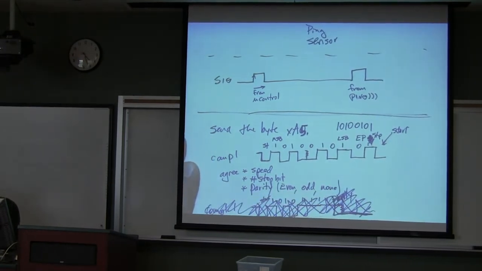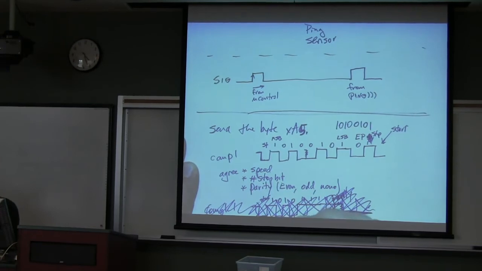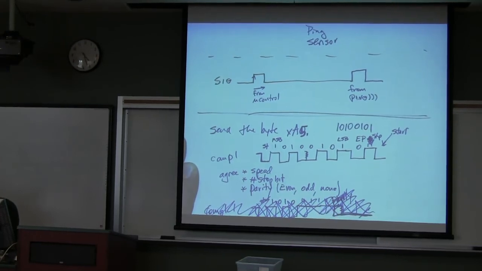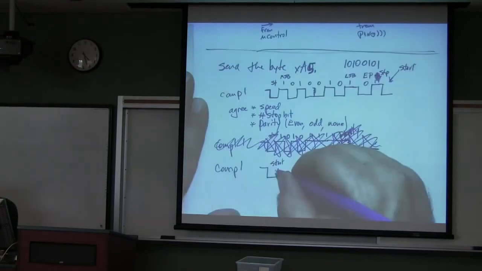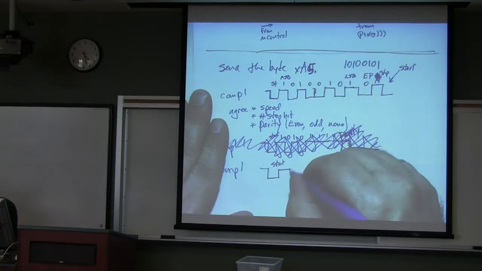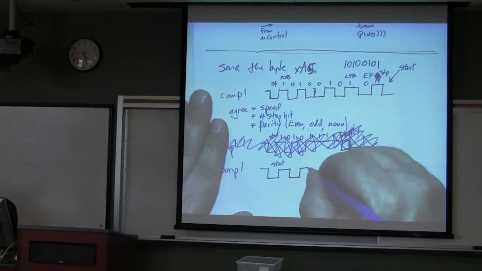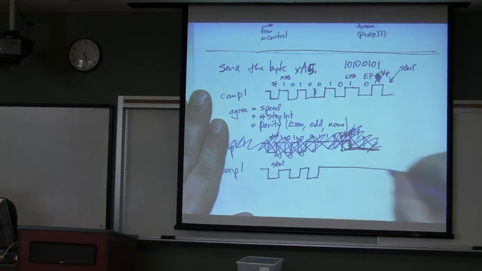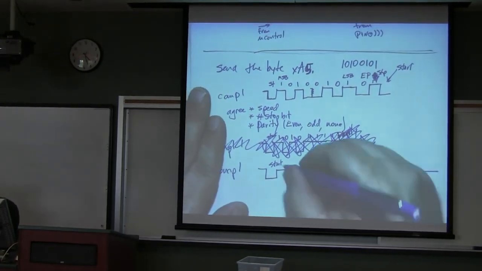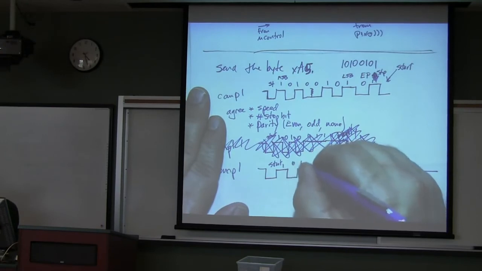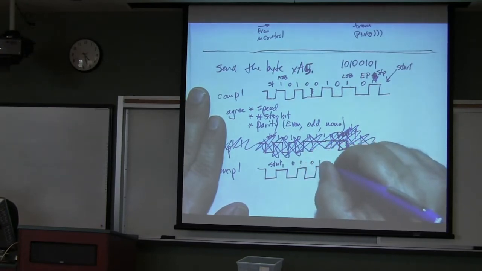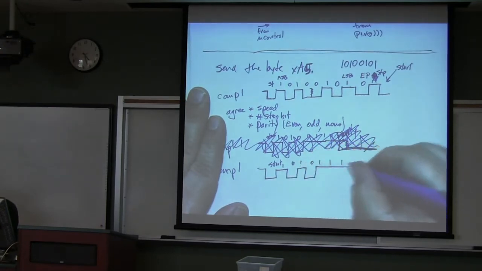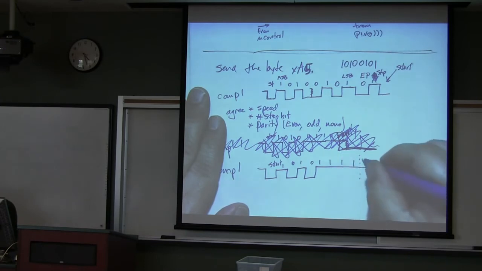So count 1. Here's my start. And you want to see it? Okay. 1, 0, 1, 0, and then something gets stuck and it's all garbage. 1, 0, 1, 0, 1, 1, 1, 1. And that would be my data. Then comes my even parity. Then comes my stop.